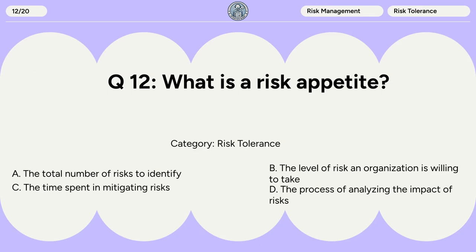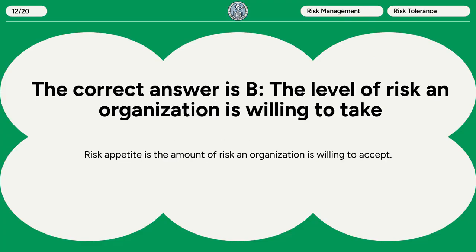Question 12. What is a risk appetite? A. The total number of risks to identify. B. The level of risk an organization is willing to take. C. The time spent in mitigating risks. D. The process of analyzing the impact of risks. The correct answer is B. The level of risk an organization is willing to take. Risk appetite is the amount of risk an organization is willing to accept.